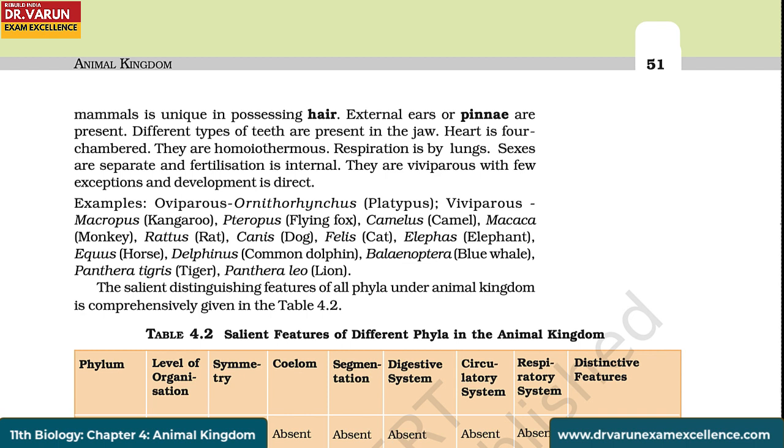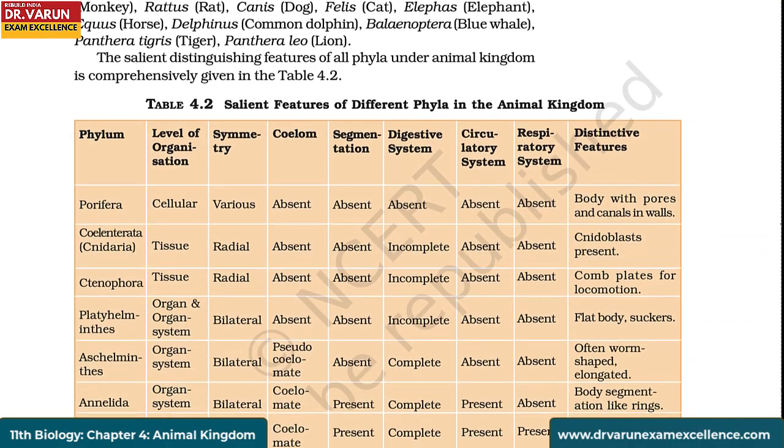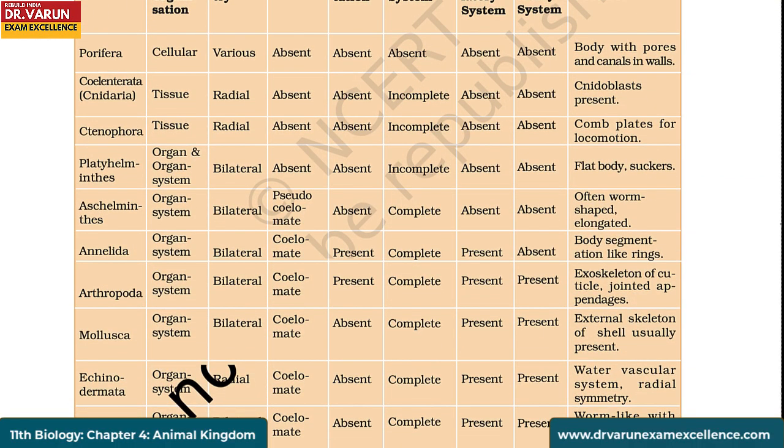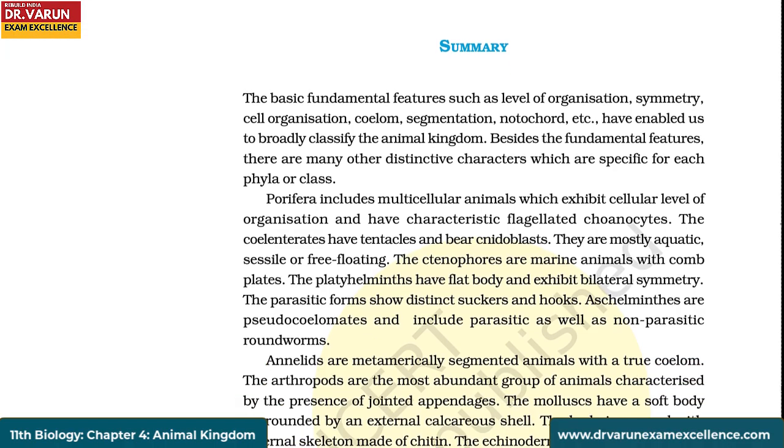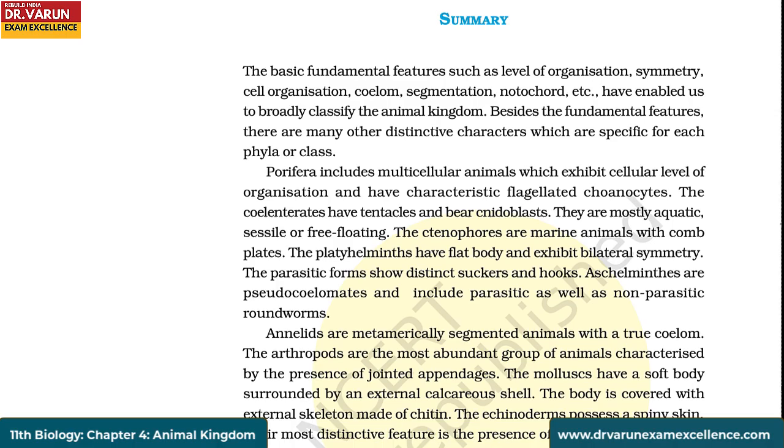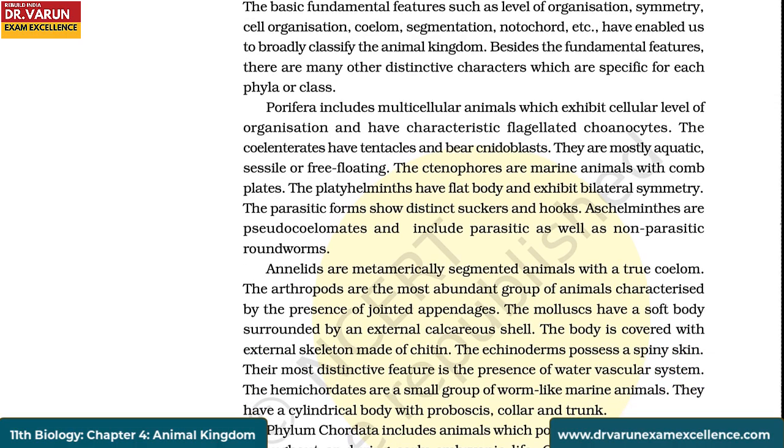The salient distinguishing features of all phyla under animal kingdom are comprehensively given in Table 4.2, which can be studied and kept as a separate table for further study. Summary. The basic fundamental features such as level of organization, symmetry, cell organization, coelom, segmentation, notochord, etc. have enabled us to broadly classify the animal kingdom. Besides the fundamental features, there are many other distinctive characters which are specific for each phylum or class.